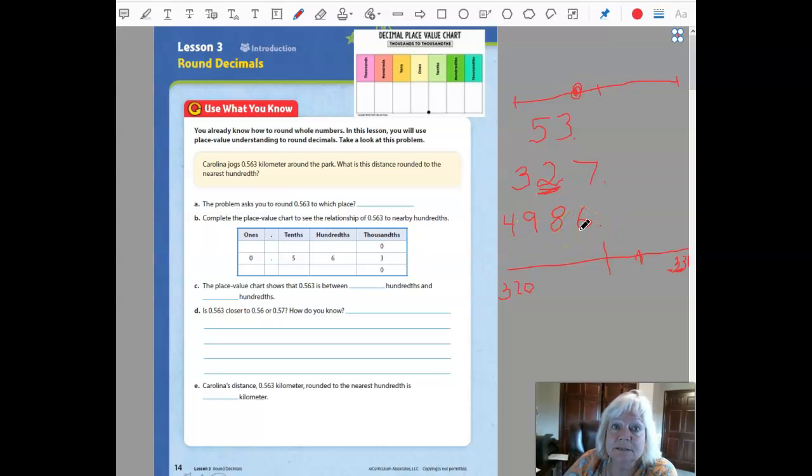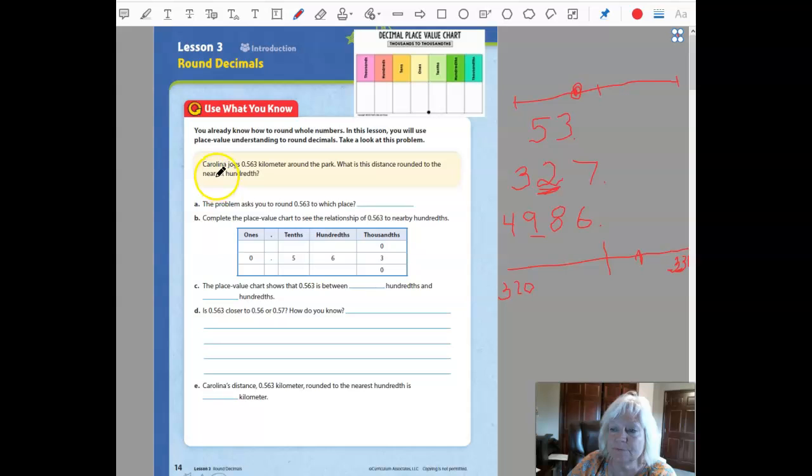4,986, it depends on which place we're rounding it to. If I said let's round it to the thousands, this is closer to 5,000. If I said let's round it to the hundreds, this would bounce up, which would make this bounce up, and it would be 5,000 also. So you should know how to round whole numbers. If not, see one of your teachers, and we'll be able to give you some extra practice that will help recall that information. So today we're going to look at decimals.